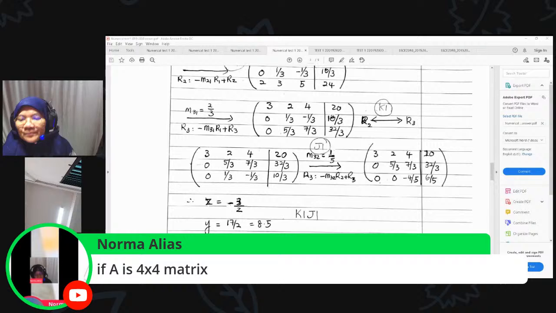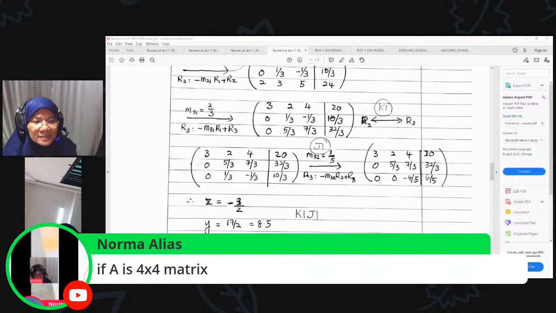All right, so this is my question. Any questions? I hope you are quite familiar with Gauss elimination or Gauss elimination with partial pivoting. You need to answer in 15 to 20 minutes, so make sure that you calculate very fast using the calculator. You need to answer in 20 minutes maximum.